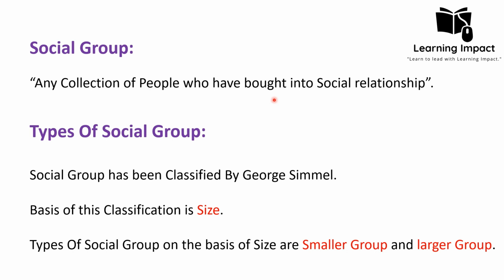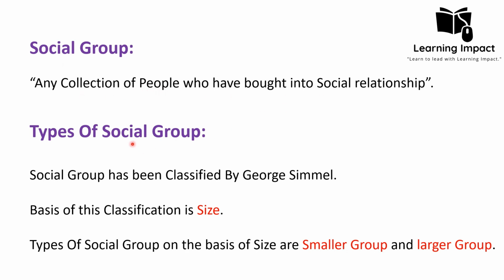It means that any collection of people who have some sort of social relationship or social interaction is called a social group. For a group, we say collection of people, and for social, we say social relationship is necessary. Whenever we add the word social to any terminology in sociology, it means we are referring to social interaction. So, what is the difference between group and social group? Group is actually the collection of people, but social group means that this collection of people has some social relationship.